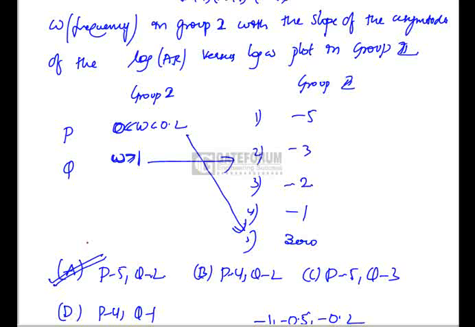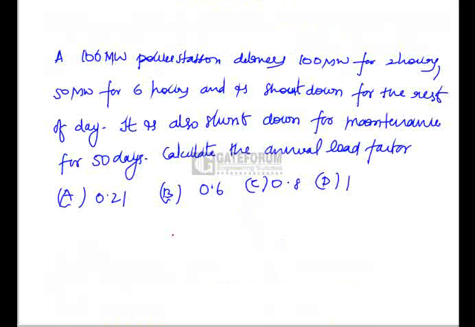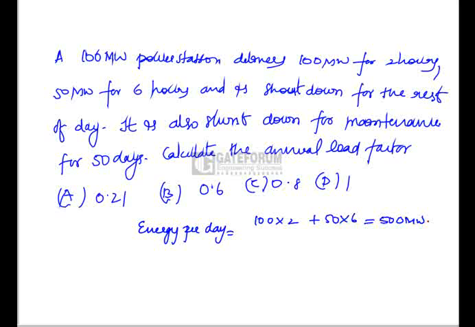Option A. A 100 megawatt power station delivers 100 megawatt for 2 hours and 50 megawatt for 6 hours, and it is shut down for the remaining hours of the day. It is also shut down for maintenance purposes in a year, a total of 50 days. Now we have to calculate the annual load factor. Now what is energy per day? Energy per day is equal to 100 megawatt into 2 hours plus 50 megawatt into 6 hours. So this is equal to 500 megawatt hours per day.